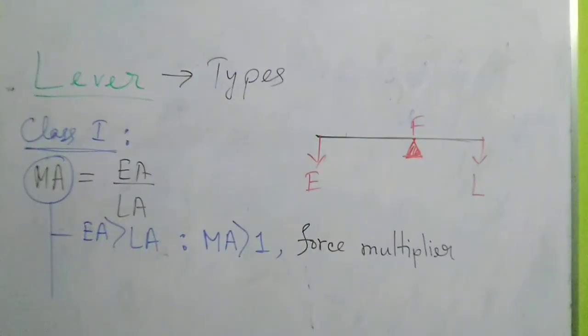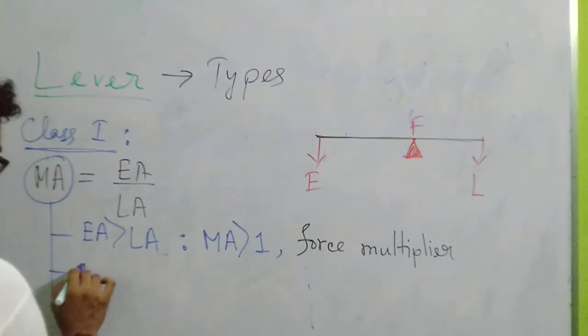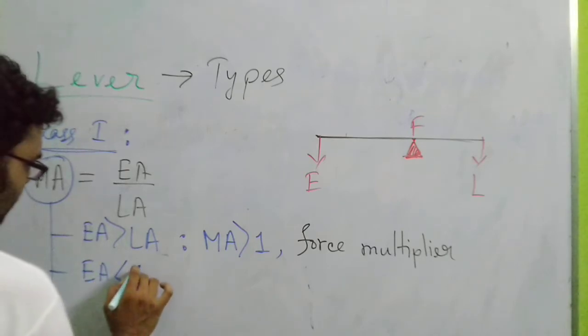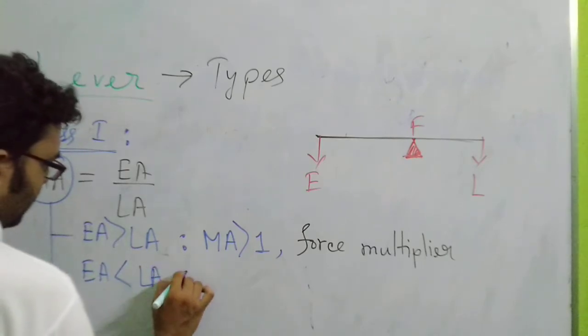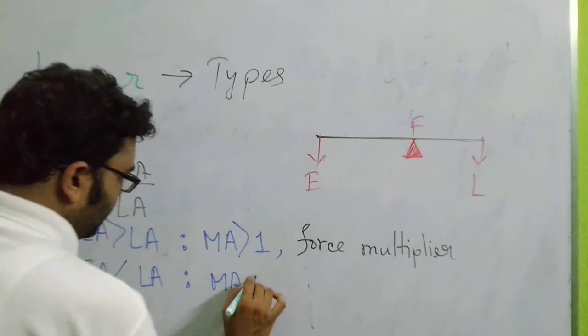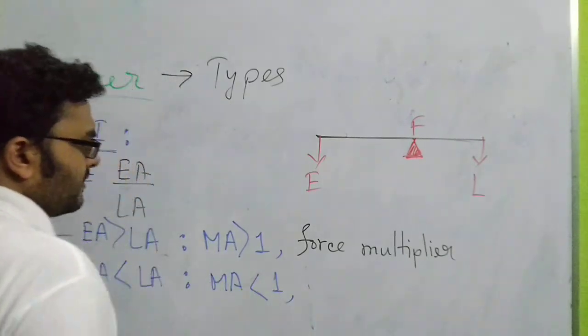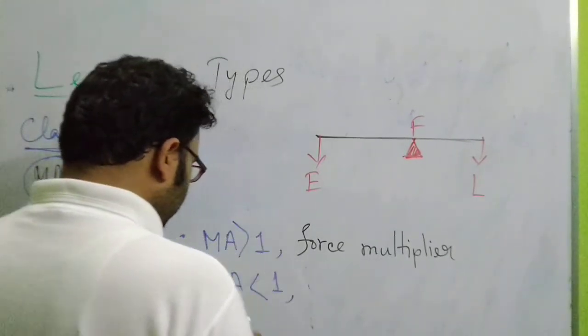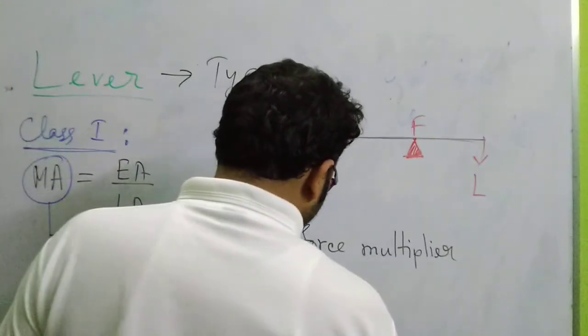On the other hand, if the effort arm is less than the load arm, then definitely the mechanical advantage will be less than 1. If I consider mechanical advantage less than 1, then it is actually acting as a speed multiplier.